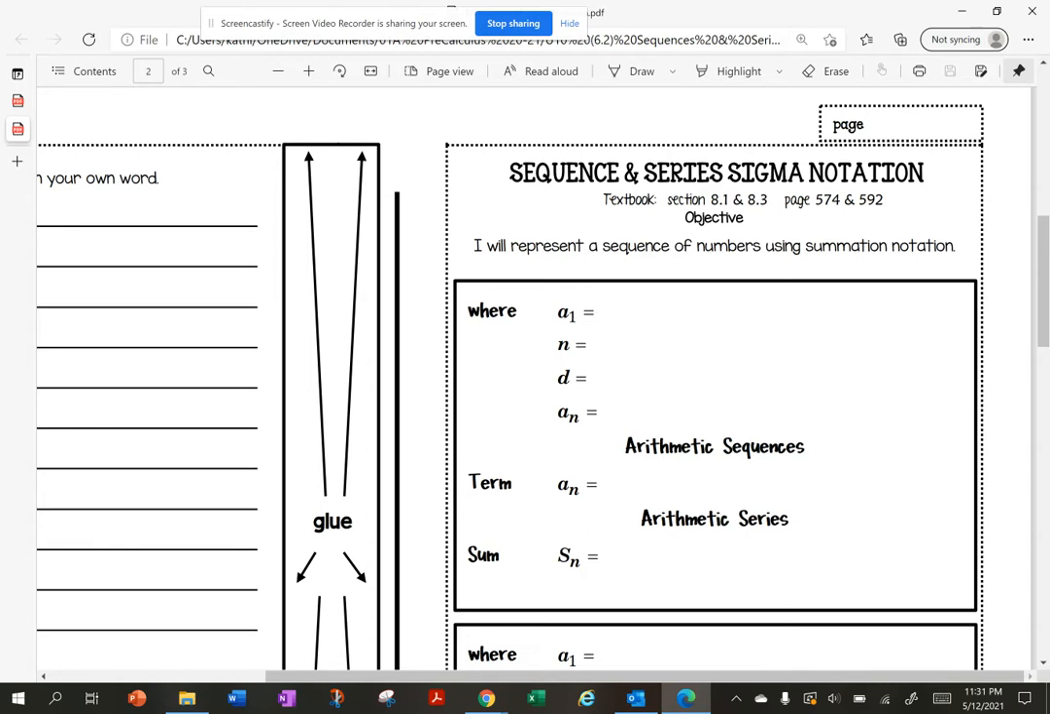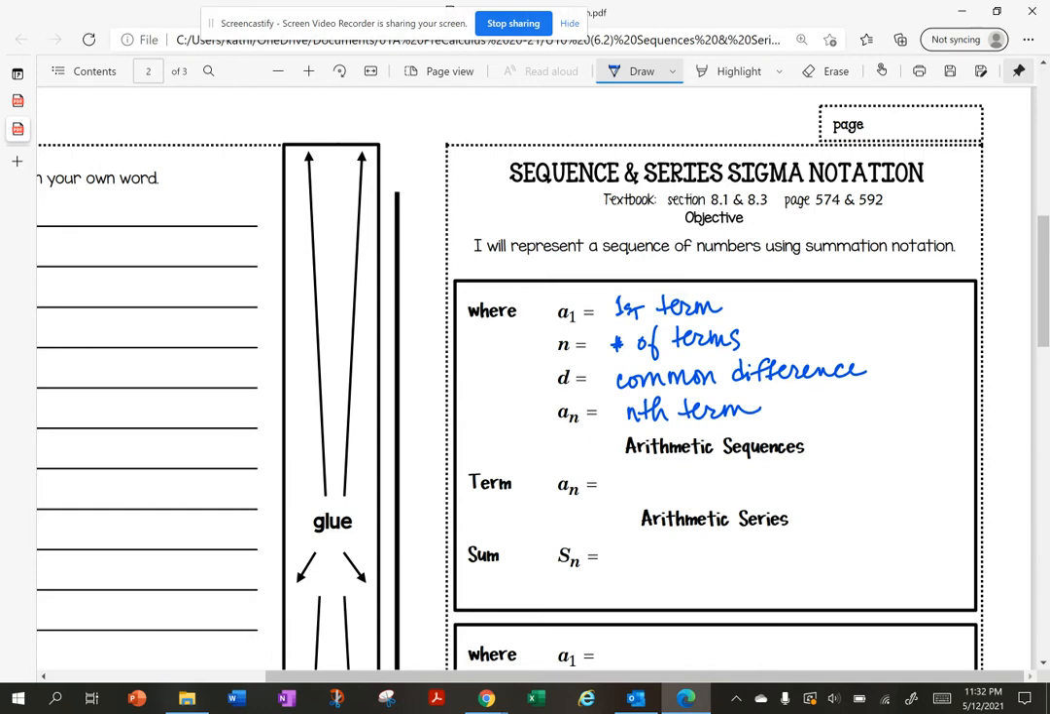All right, so let's start out with just reviewing arithmetic sequence. A sub 1 is the first term. n is the number of terms. d is the common difference. I can take any term and subtract the previous term to get my common difference. A sub n is the nth term.